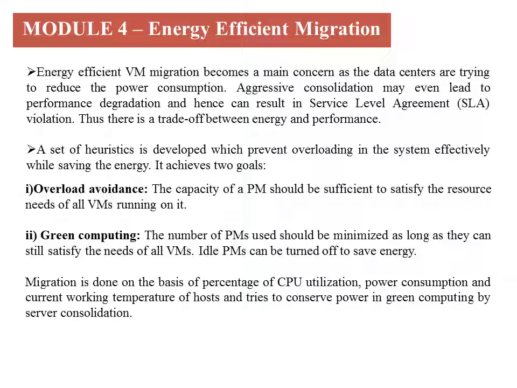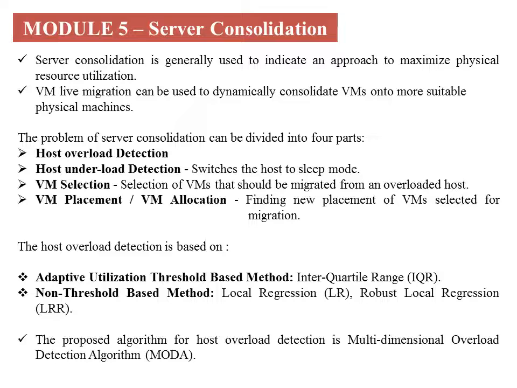And this is the migration which is being done, based on CPU utilization, not only based on CPU utilization but also RAM and bandwidth are calculated for minimizing the skewness. Next is the server consolidation, which can be divided into 4 main parts, namely host overload detection, underload detection, and then VM selection and placement algorithm, as you can see.